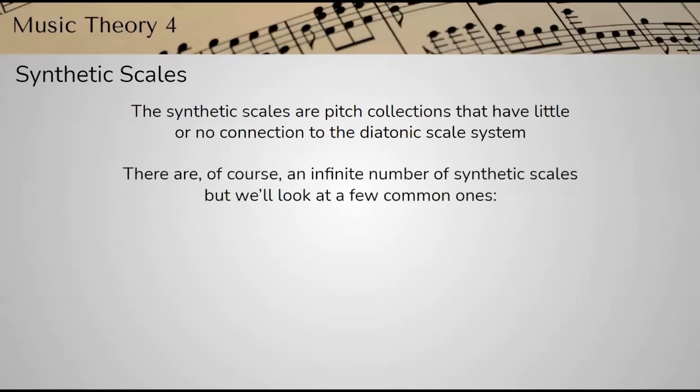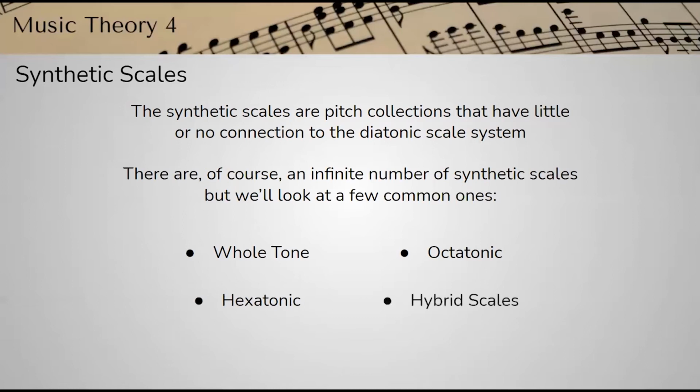So, but if we're looking at it this way, which is fine, we'll just say that there really are an infinite number of synthetic scales because these are just something that are constructed by a composer, right? So we've basically made up a new scale. So there's a lot of different possibilities, but we'll look at some of the common ones that happen. One will be the whole tone scale. One is the octatonic scale. Another is called the hexatonic scale. And finally, we'll look at what's called hybrid scales.